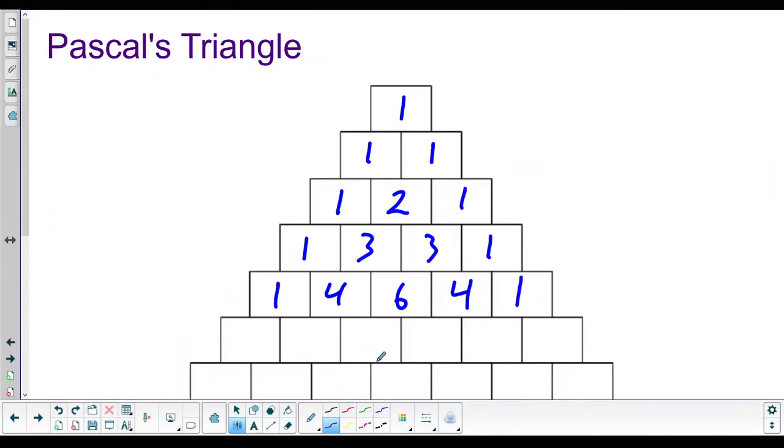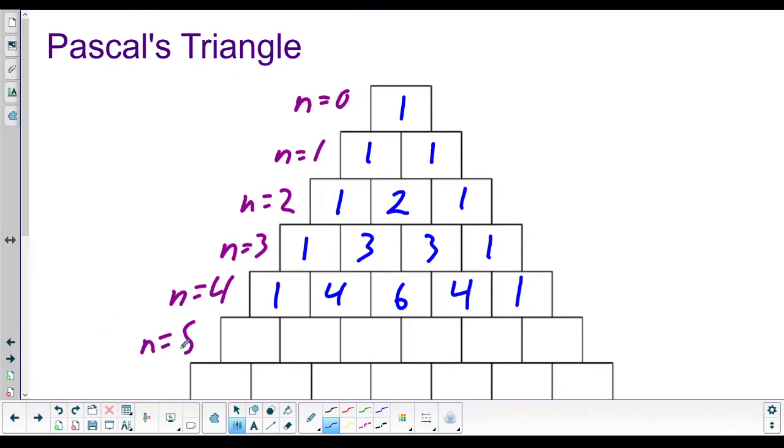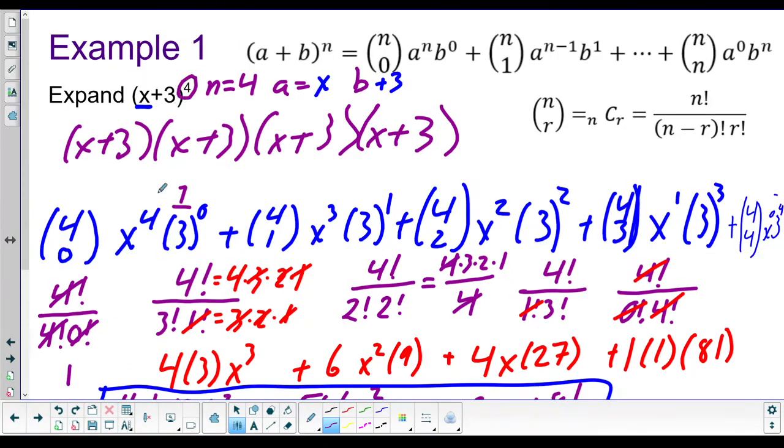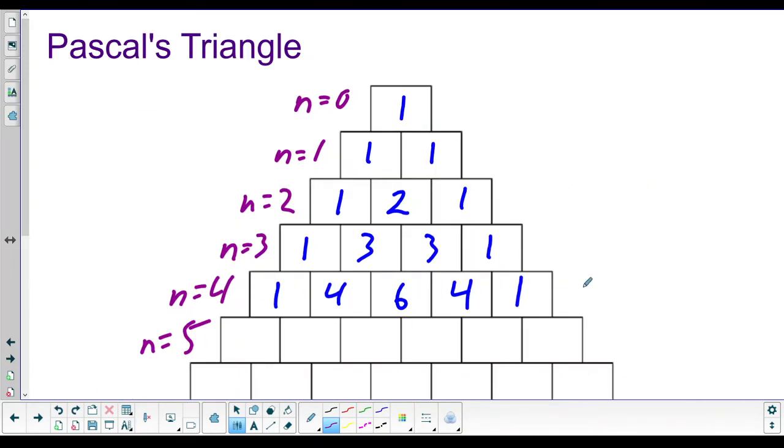So the row you use is determined by n. This is n equals 0, n equals 1, n equals 2, n equals 3, n equals 4, and so on. N equals 5. So because our n was 4, these are the coefficients you use for your combinations: 1, 4, 6, 4, 1. The next one would be 1, 5, 10, 10, 5, 1.